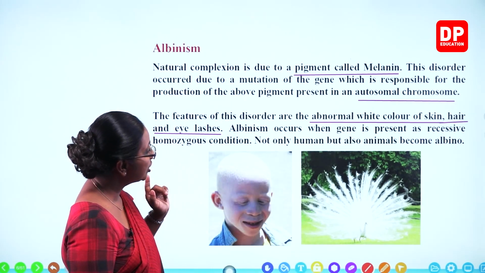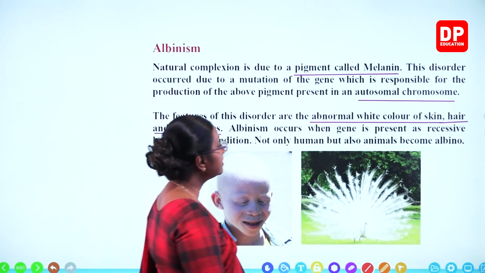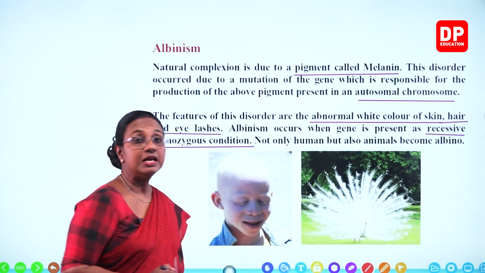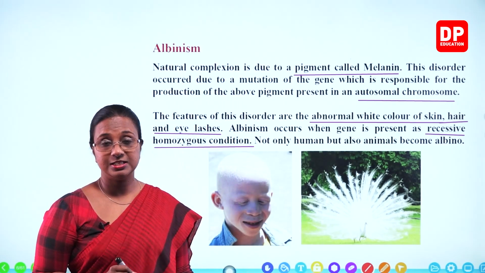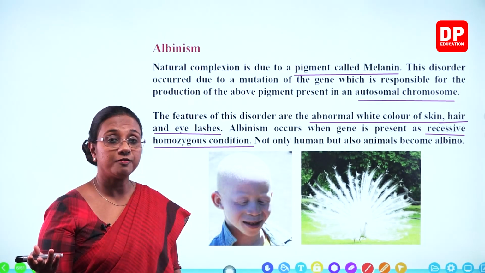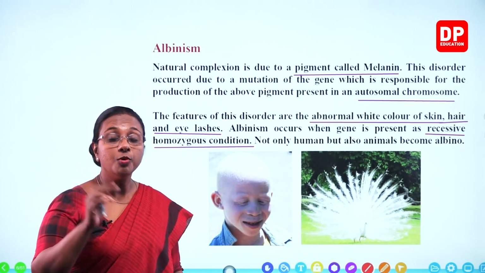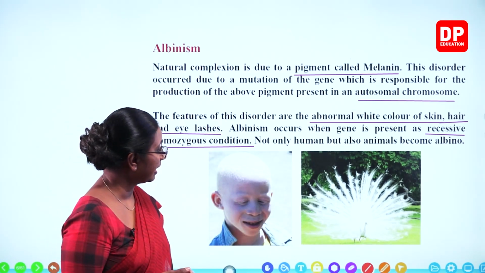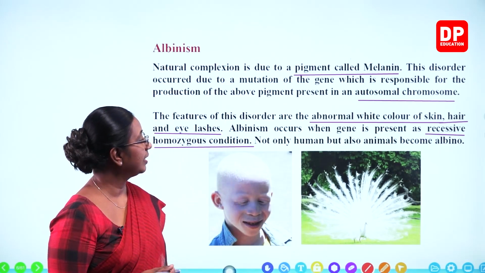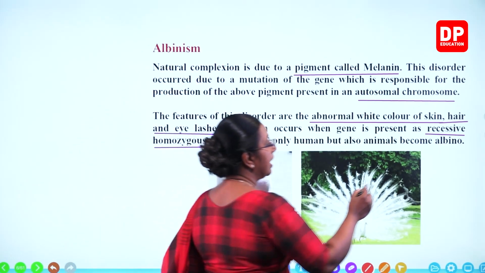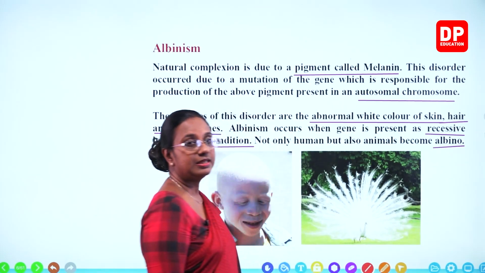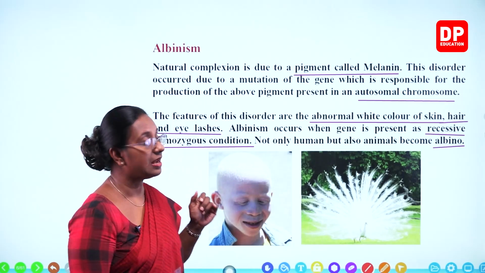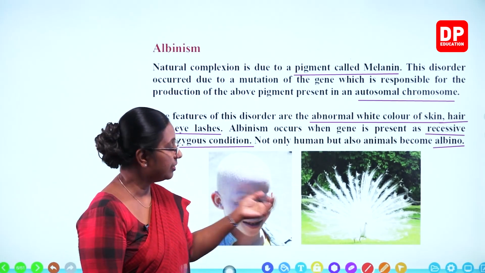Albinism occurs when the gene is present in the recessive homozygous condition. So it has to be a recessive homozygous condition. Both chromosomes, the pair of autosomal chromosomes, both have to be recessive. Then the person becomes albino. Not only humans but also animals become albino. So you refer to a person or animal having the disease as an albino person or albino peacock.